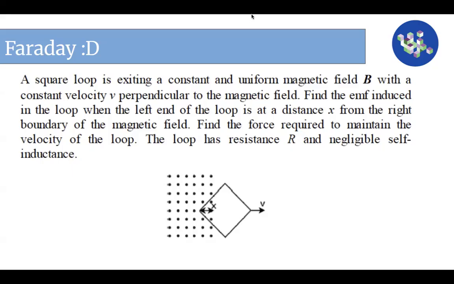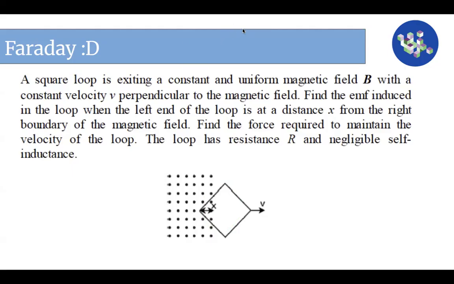All right, let's take a look at this problem. All right. So remember we have a square loop over here. Give me a second. All right, you have a square loop over here, and then we're pulling it to the right at a constant velocity, right?